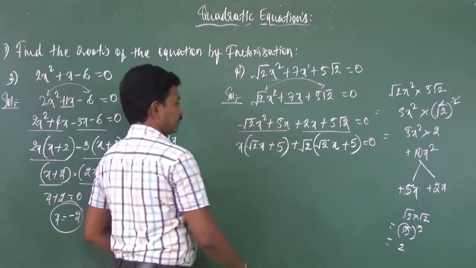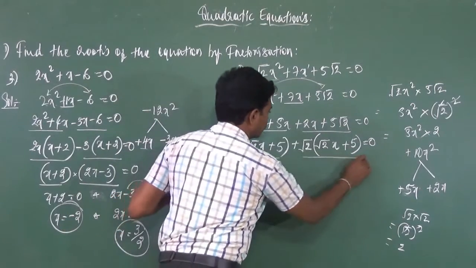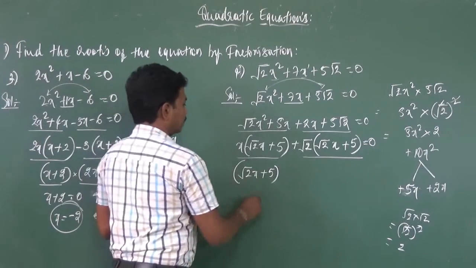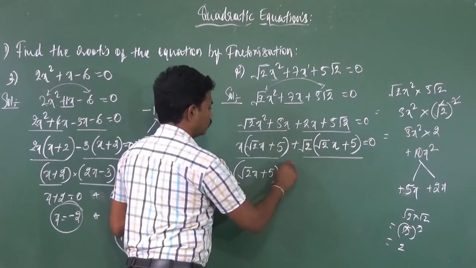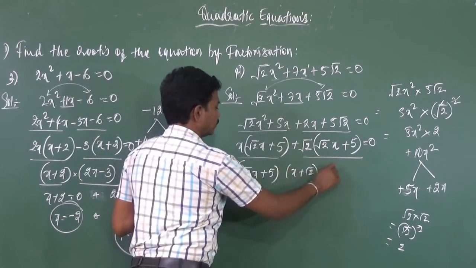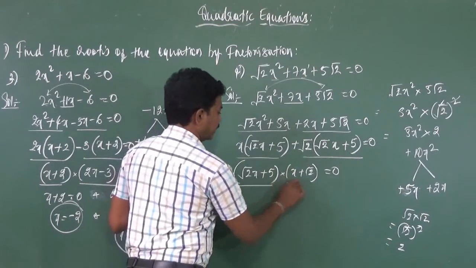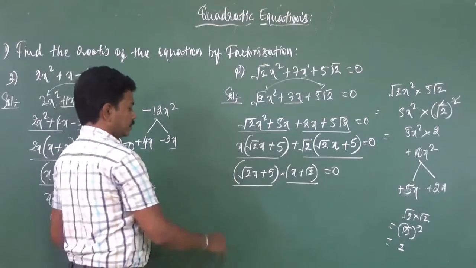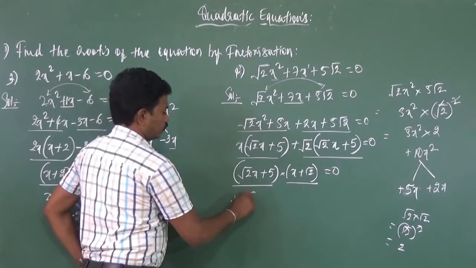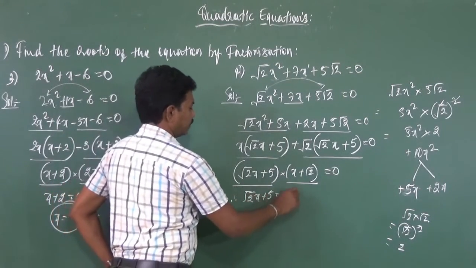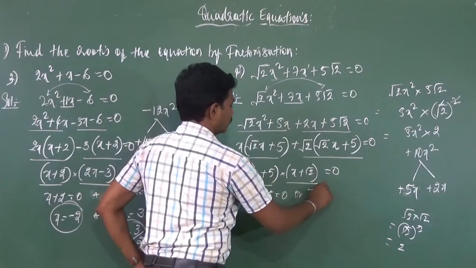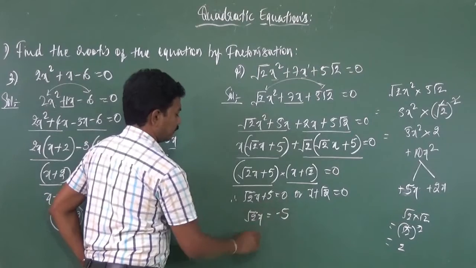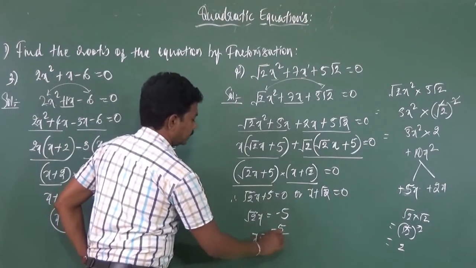So be very careful here. Out of these two terms we have root 2x plus 5 as common, and what is left over is x plus root 2. X plus root 2 is equal to 0. So m into n is equal to 0. Therefore either m should be equal to 0 or n should be equal to 0. So therefore root 2x plus 5 is equal to 0, or x plus root 2 is equal to 0. So root 2x is equal to minus 5. So x is equal to minus 5 by root 2.